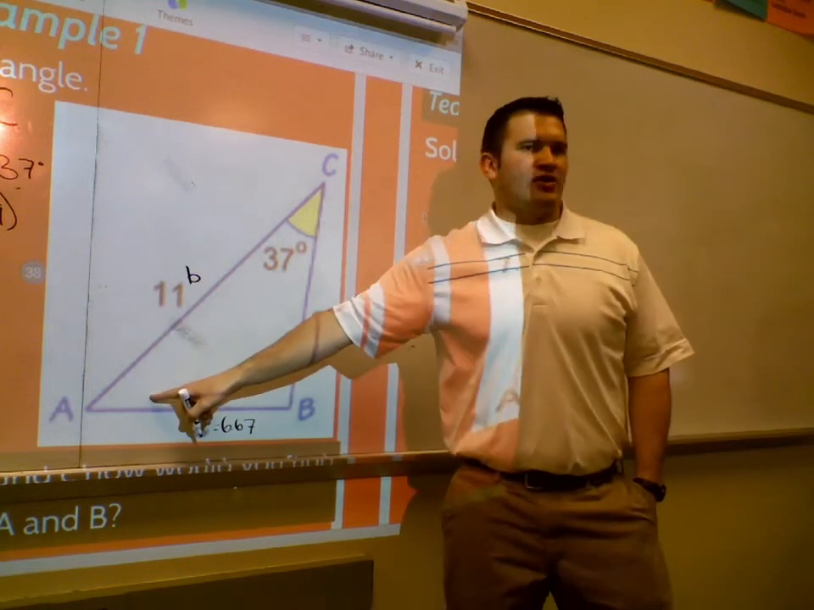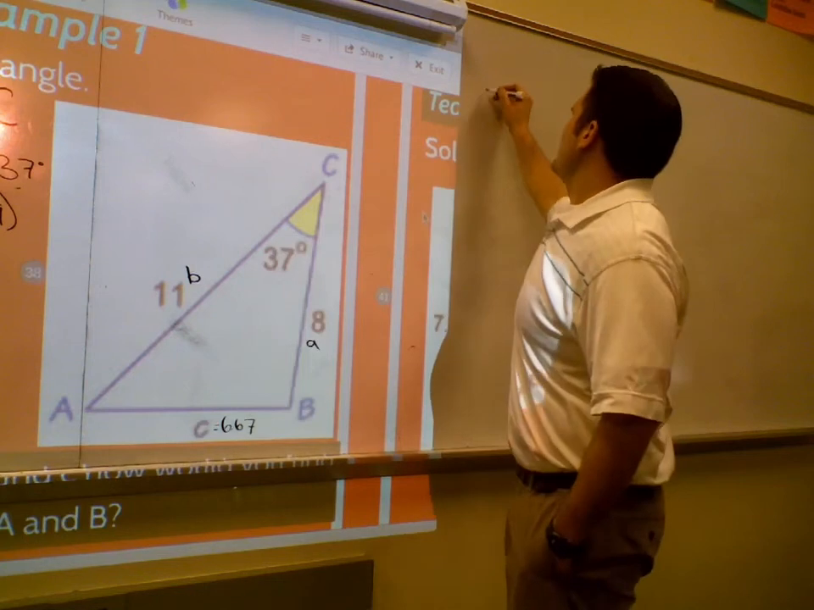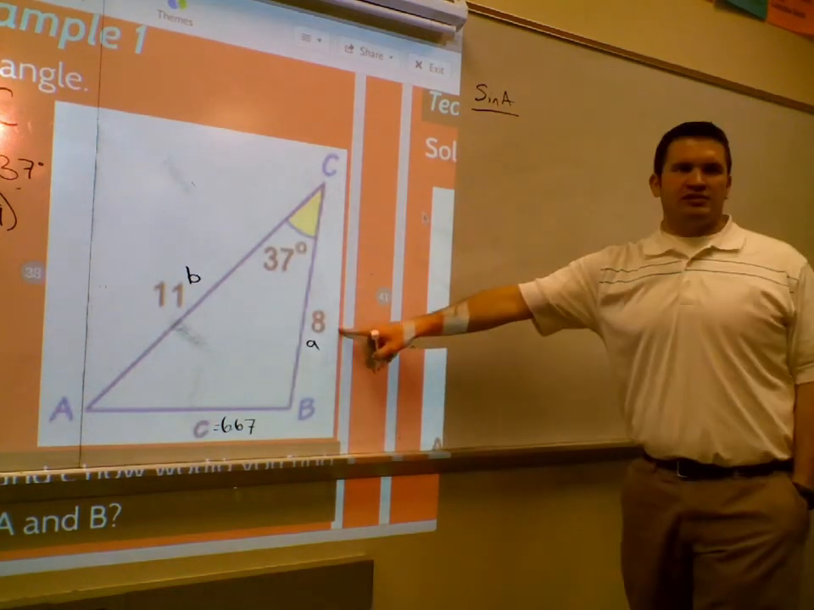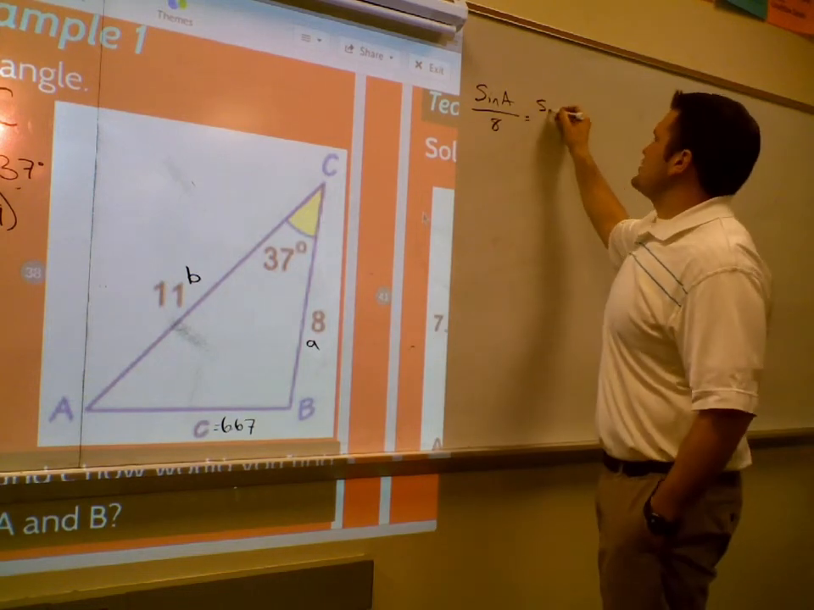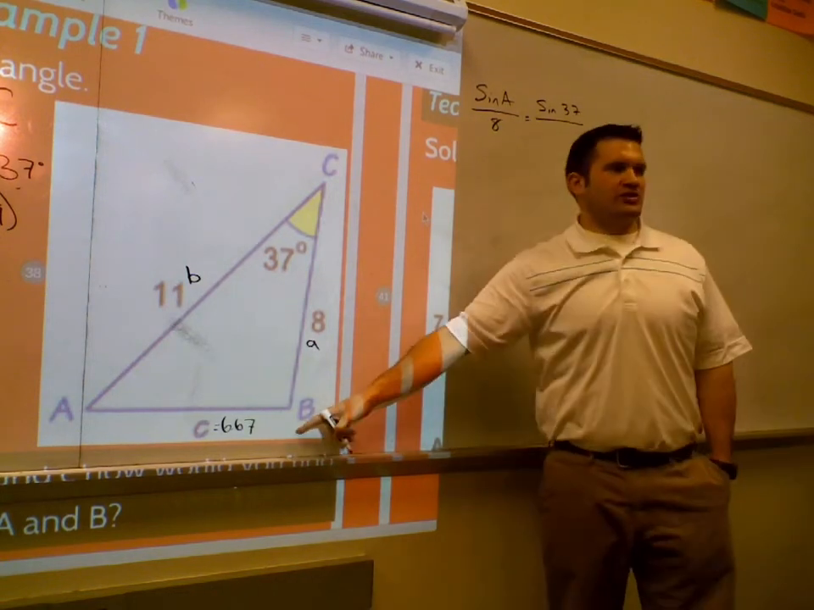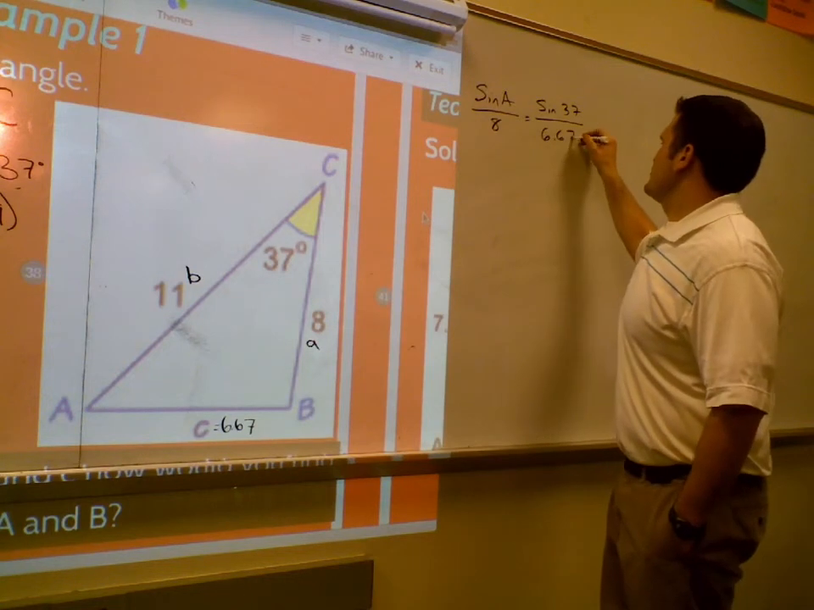A is an angle, so which one do I have on top? Sine A or little a? Sine A. So sine A over little a, which is 8, equals sine C, which is 37, over little c, which is 6.67.